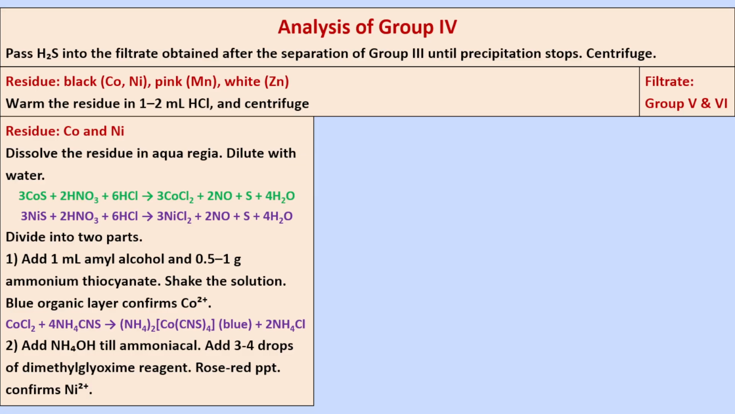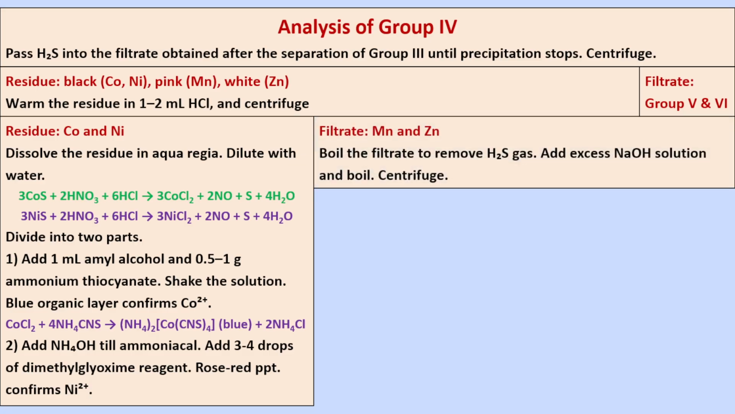Now take the filtrate from the HCl extraction step. It contains soluble salts of manganese and zinc. Boil the filtrate to remove any H2S gas. Then add excess sodium hydroxide solution and again boil it. Centrifuge the mixture. The precipitate contains manganese hydroxide.